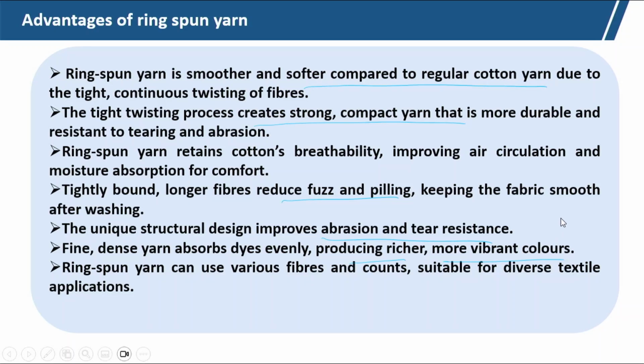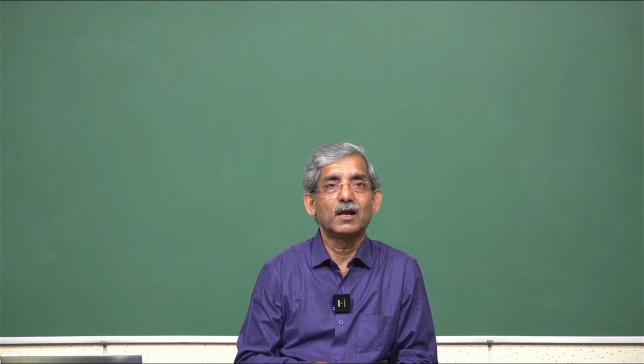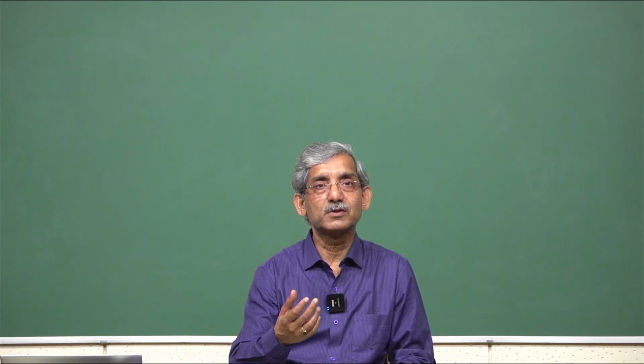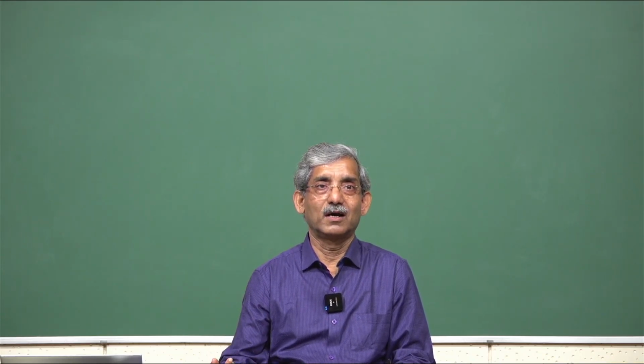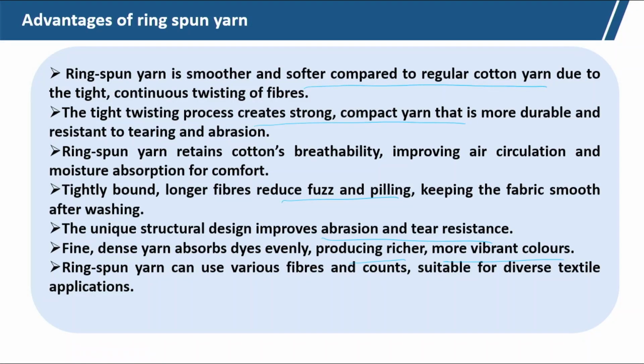We can produce a wide range of yarn fineness, yarn count, from very fine yarn to very coarse yarn. So, diverse applications we can use the ring spun yarn for. Like in rotor spinning, we cannot produce very fine yarn. So, there is a limitation, or similarly for air jet spinning, we cannot produce very coarse yarn. But in ring spinning, we can produce a wide variety of yarn counts.